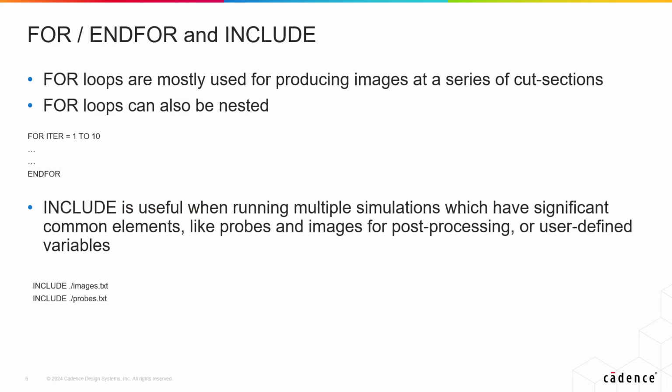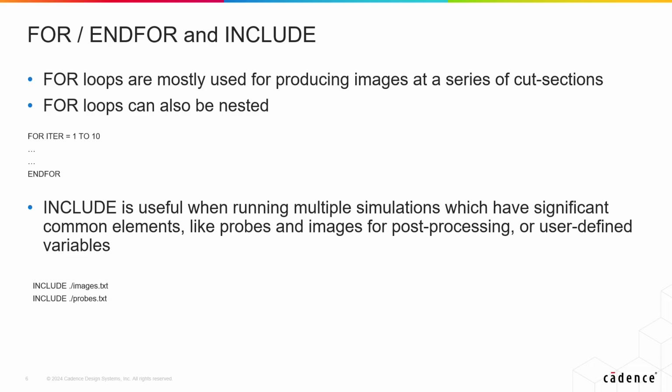Charles also supports for loops, which can be used for setting up a series of images. For example, nested for loops are also supported, and the user can use the iterating variable iter in this small example inside the for loop.